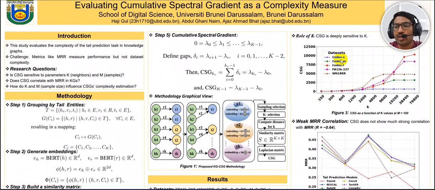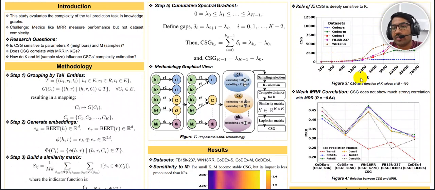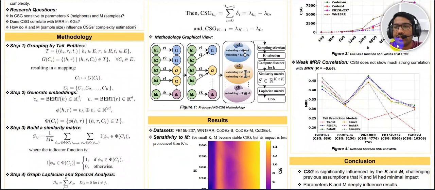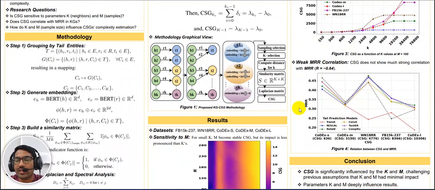We have different knowledge graph datasets: Codex S, Codex M, Codex L, FB15K237, and WN18RR. These are the most popular datasets in the current literature of knowledge graphs. So we check, and when we increase the k value, we can see that there is a certain point from where the CSG value is increasing. We can see these graphs. This is the relationship between the k and the CSG value. We can clearly see how they are related to each other.